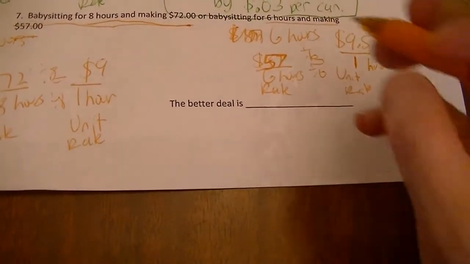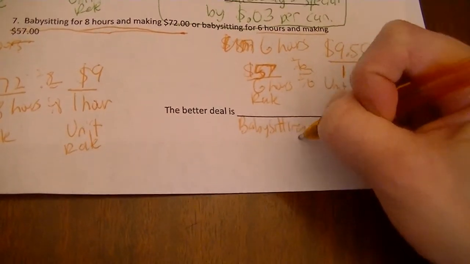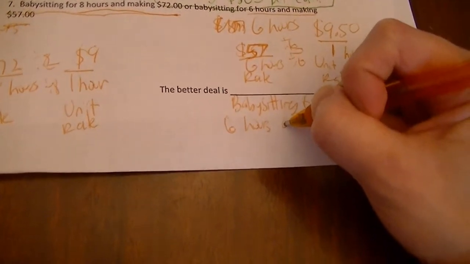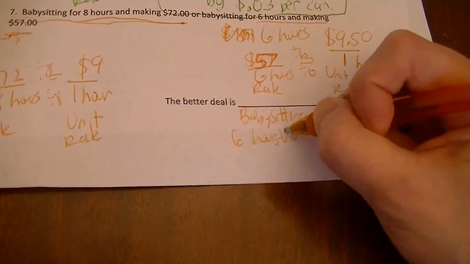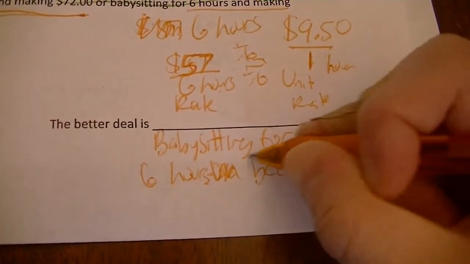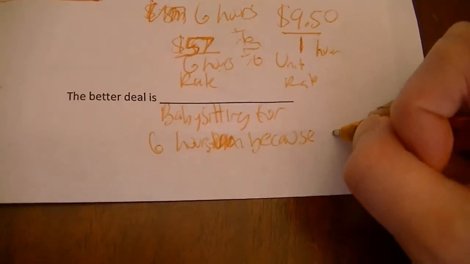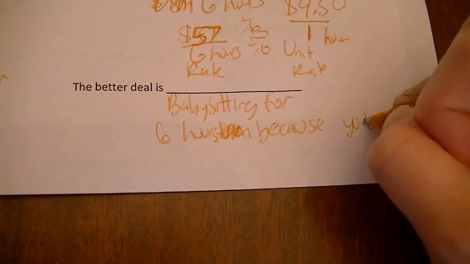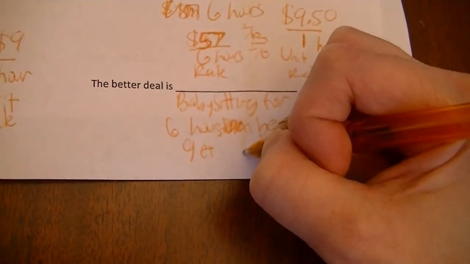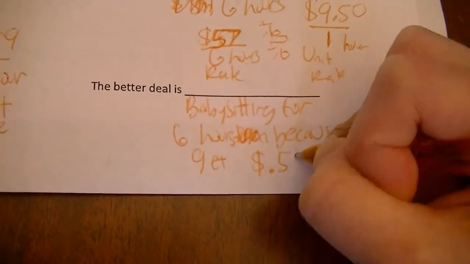So the better deal is babysitting for 6 hours. Because, whoa, sorry, I don't know why I'm so sloppy. Good thing you're listening to this and not just copying it down from the video, because you might be confused. Babysitting for 6 hours is better because you'd get how much more? 50 cents more per hour. So that's 0.5. 50 cents.